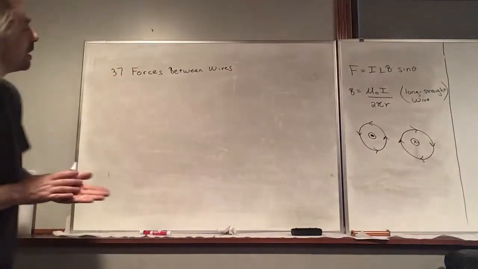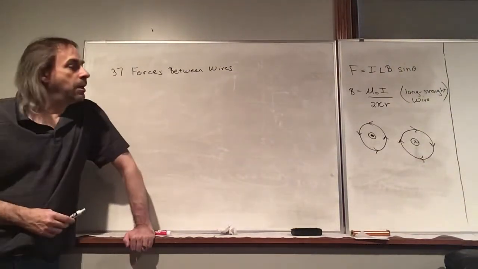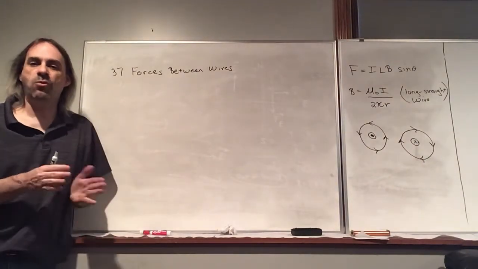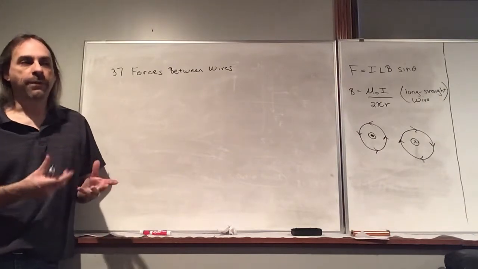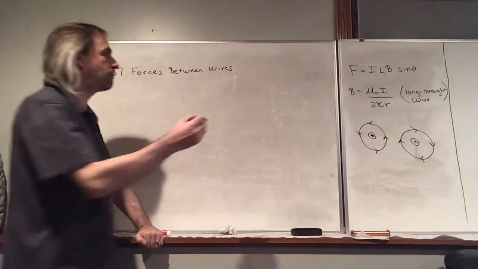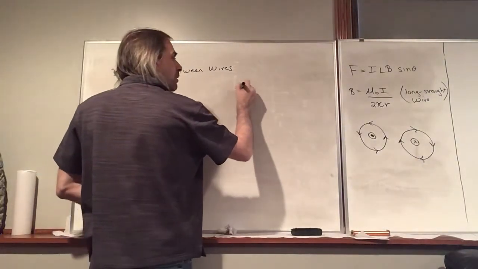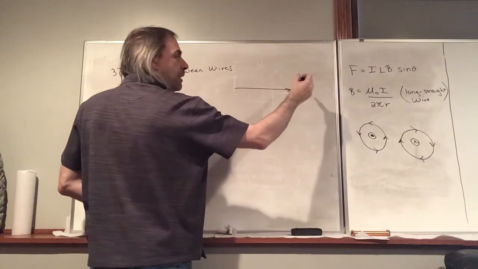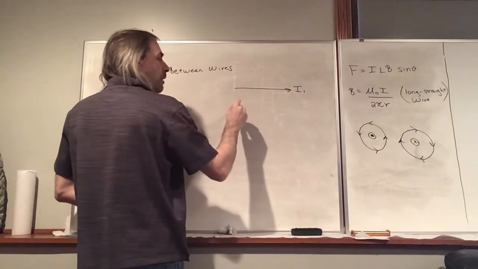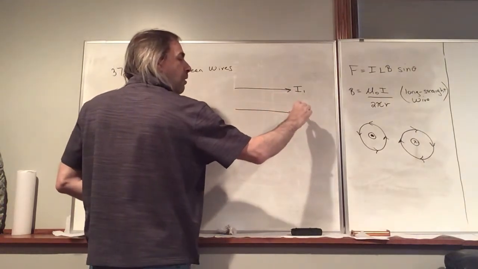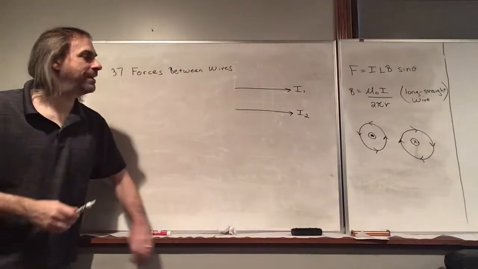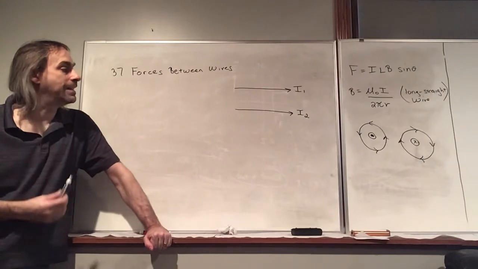Okay, so we're going to look at forces between wires. If we have two wires carrying currents, they're going to exert forces on each other. So let's say we have wire 1, which has a current I1, and let's just say we have two parallel wires. And say the currents are in the same direction, just in this example.